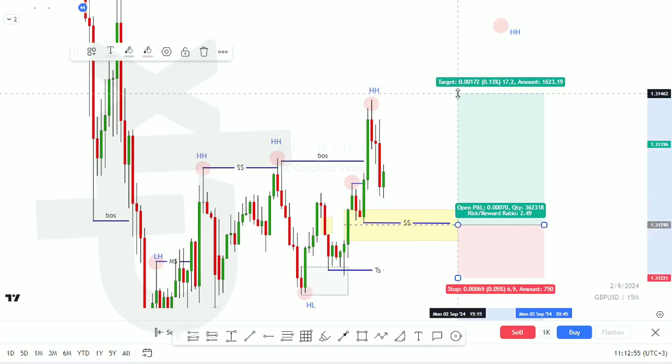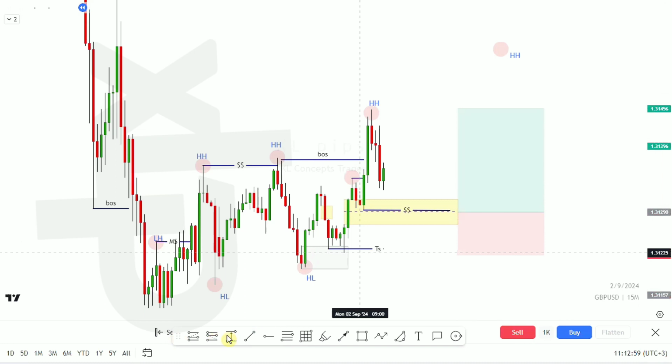Don't always force a trade. So you have a 1 to 2 trade like that, and you execute your trade from there.